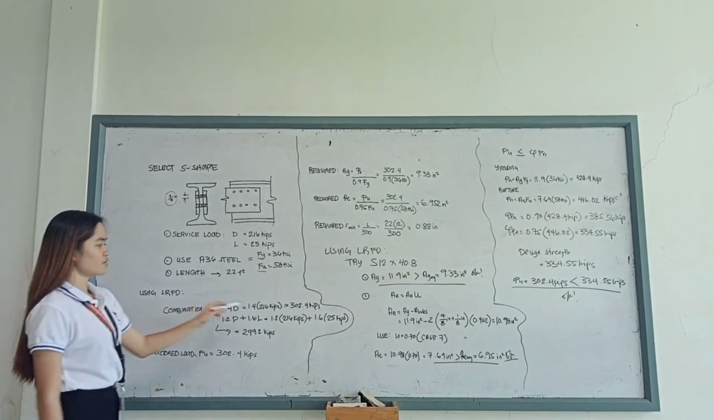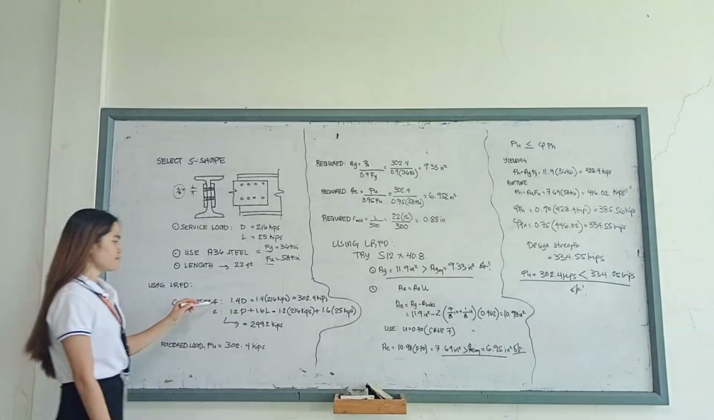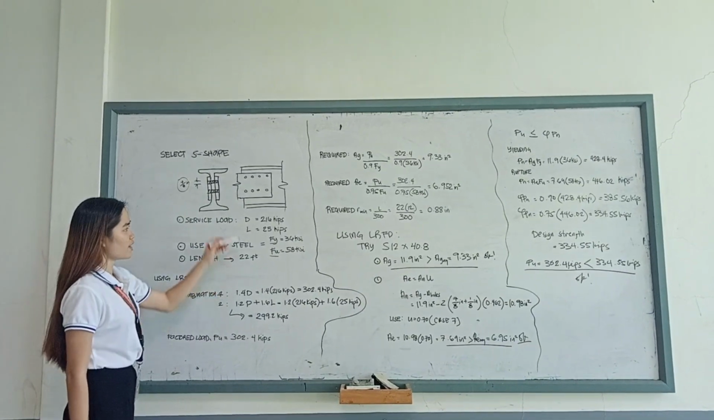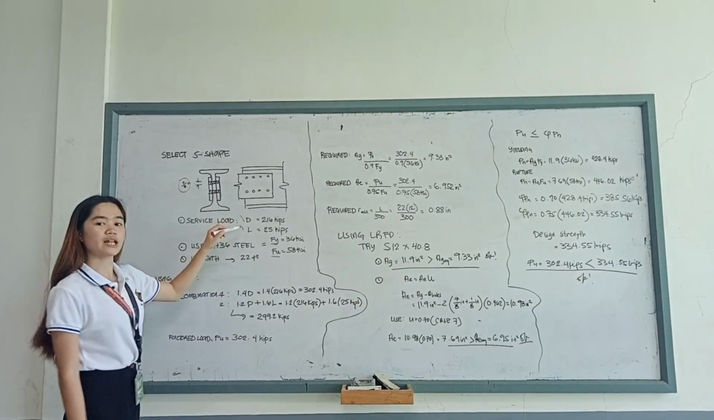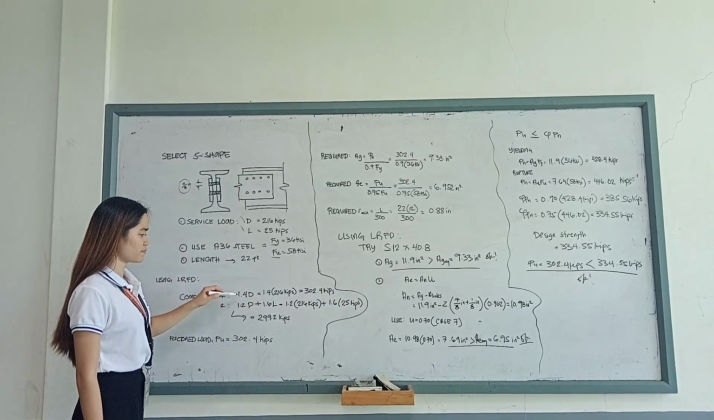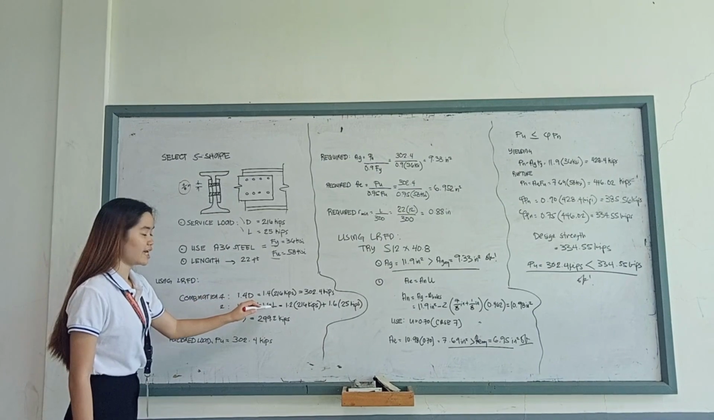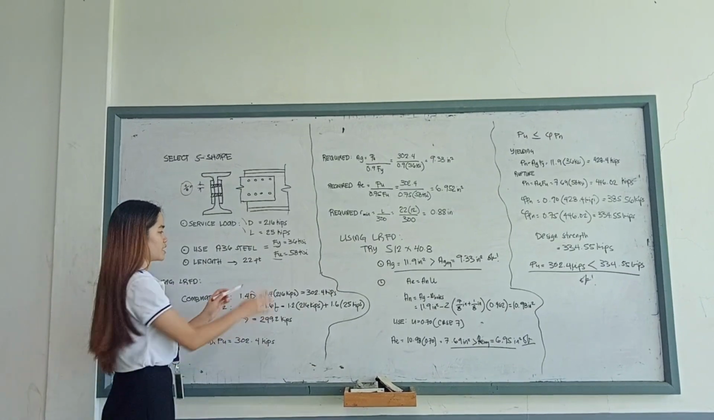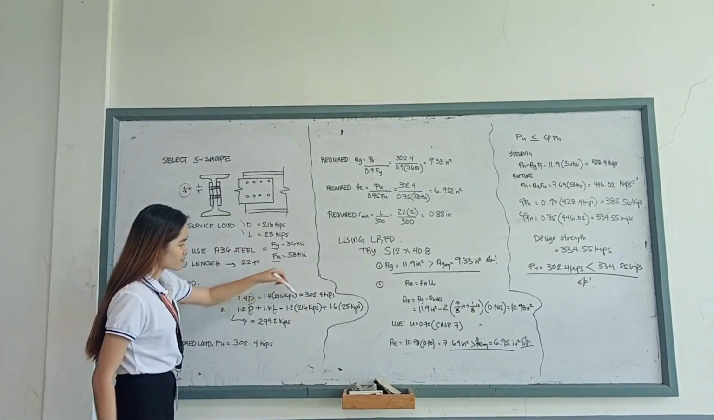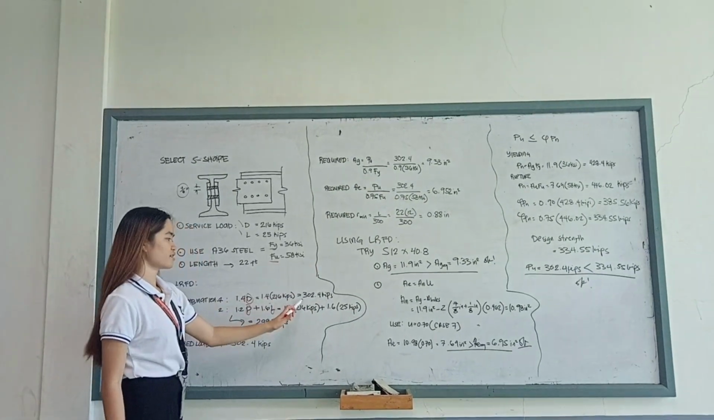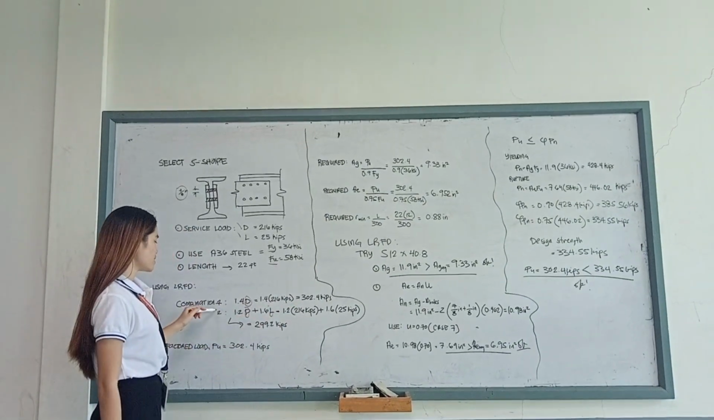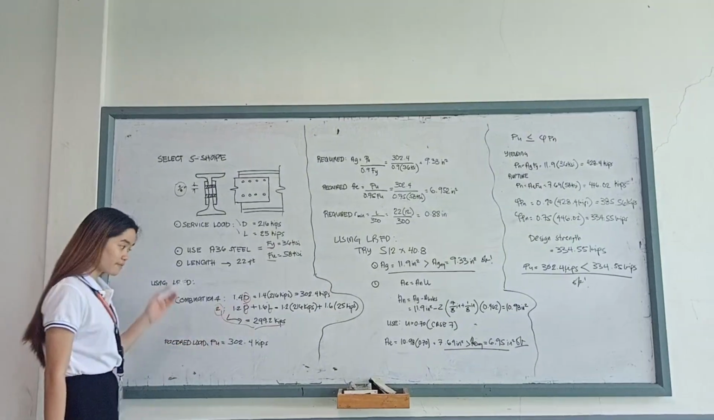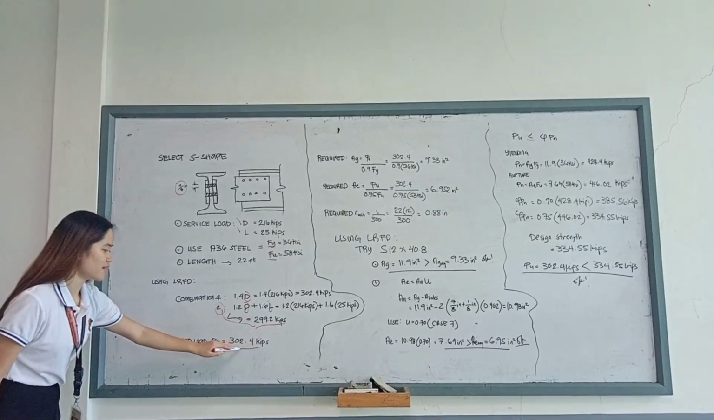Now, we will compute the factored load. Of the 7 load combinations in LRFD, since the given loading is only dead and live load, only two are applicable, which are 1.4D and 1.2D plus 1.6L. We input the service loads. Combination 1 gives 302.4 kips, and combination 2 gives 299. Whichever of the two is larger governs as the factored load, so combination 1 governs.